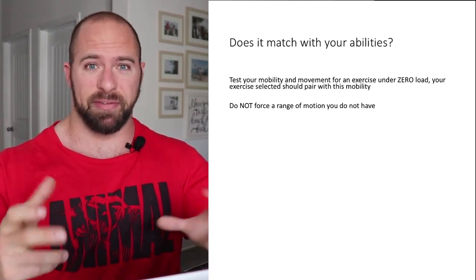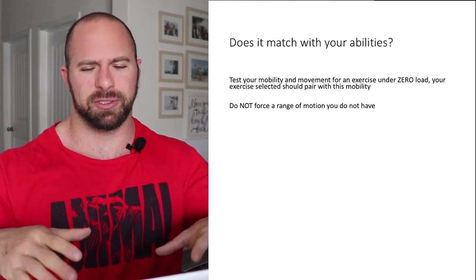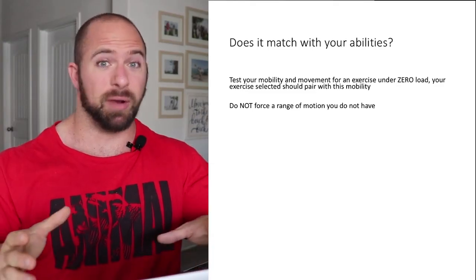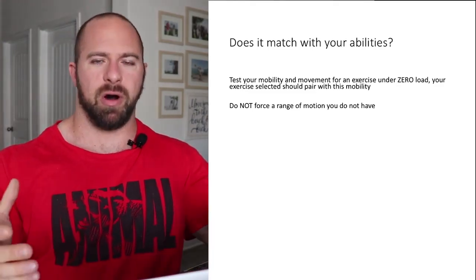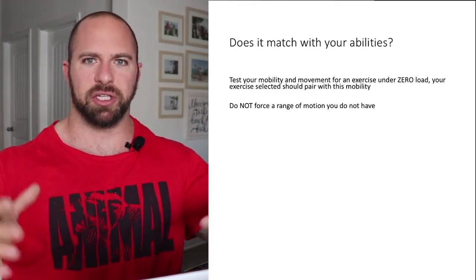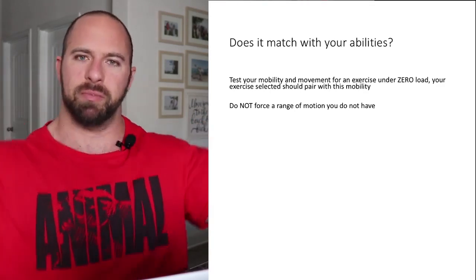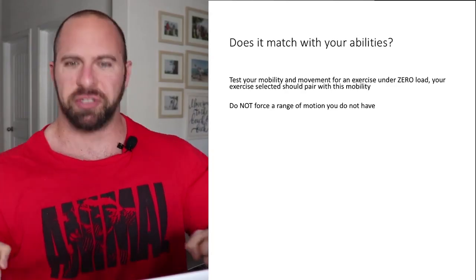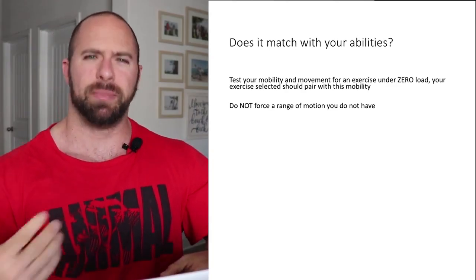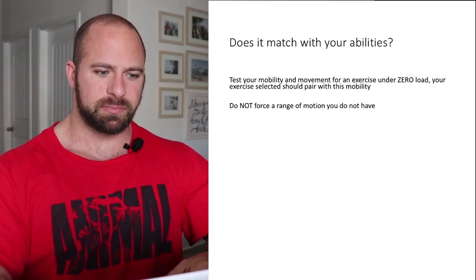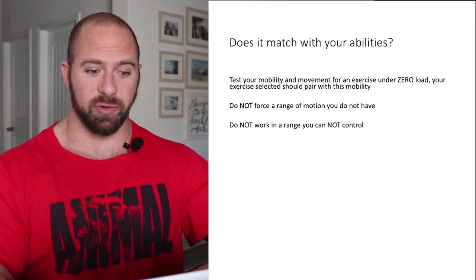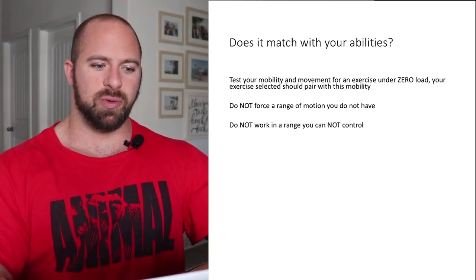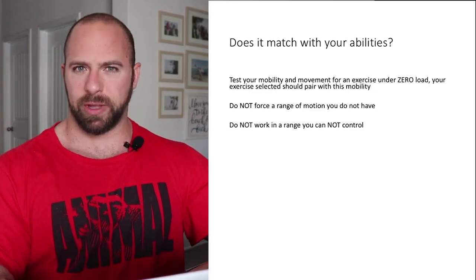Now we can maybe modify lifts and change some joint angles and try to get a little bit more. But overall, that should be your encompassing thing: just be able to move where you're comfortable to move. Seems pretty self-explanatory, but we do this all the time. We get in a machine, it forces us and compromises us into a position we don't want to be in. So do not force the range of motion, and do not work in a range you cannot control either.